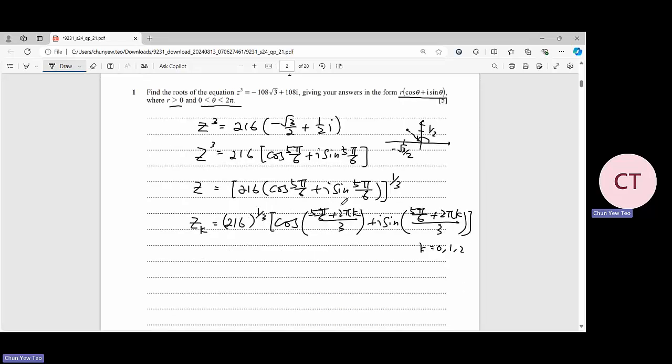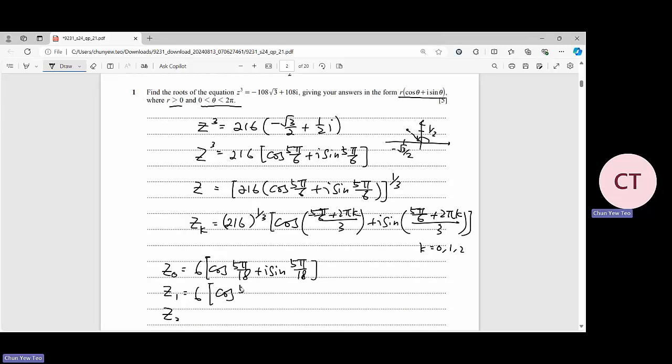If you put k equal to 0 inside, you get z0 equals 6 cos. Just replace all the k with 0, and then after that, change all the k to 1, and all the k to 2 accordingly. So you will get z0 as 6 cos of 5 pi over 18 plus i sine 5 pi over 18. Then z1 and z2, do the same thing for the remaining two.